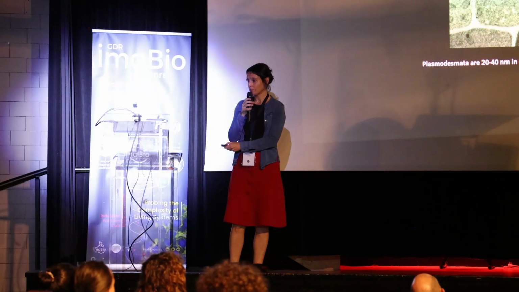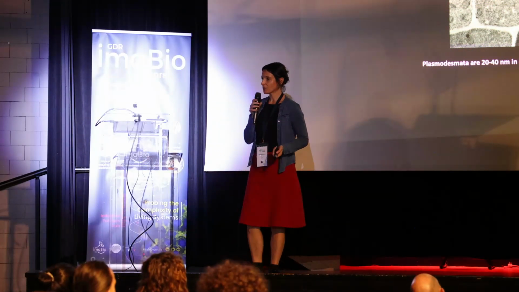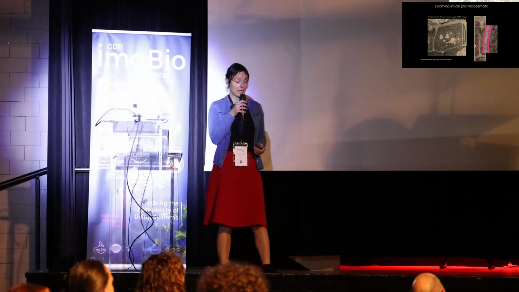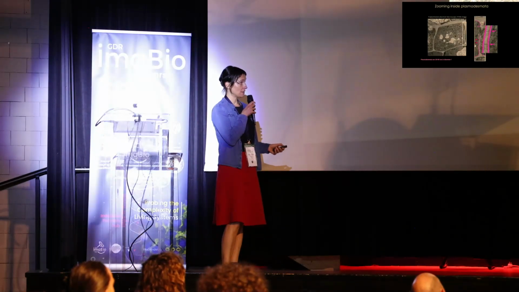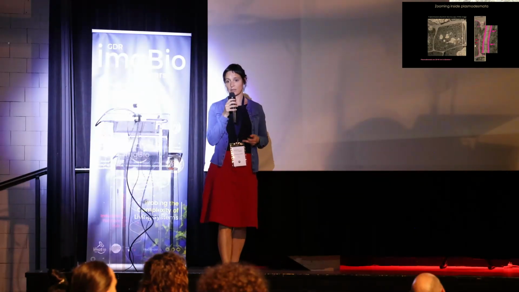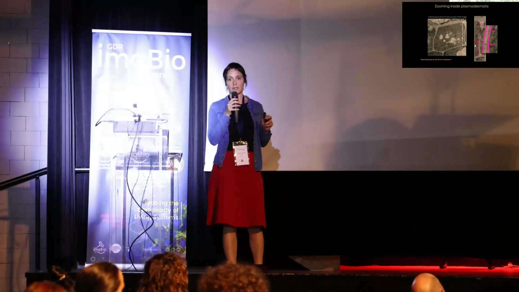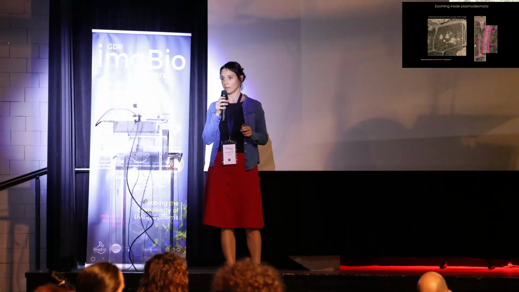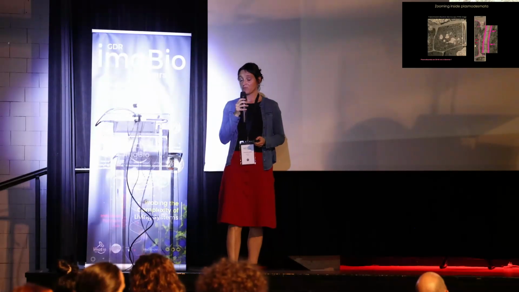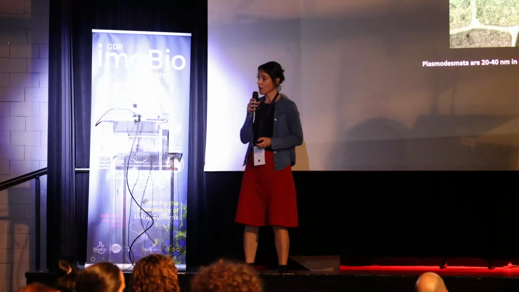So some years ago, we wanted to be able to actually observe plasmodesmata internal organization better than this. So this is how they look when you're looking in transmission electron microscopy, right? They're like thin shadows within the cell wall. And this is because they're very tiny, about 20 to 30 nanometers in diameter and maybe 50 to 100 nanometers in length.